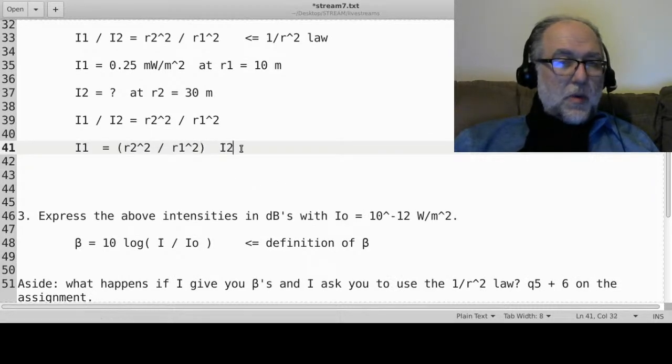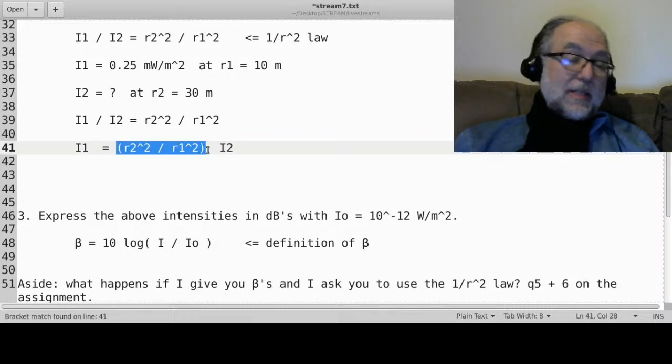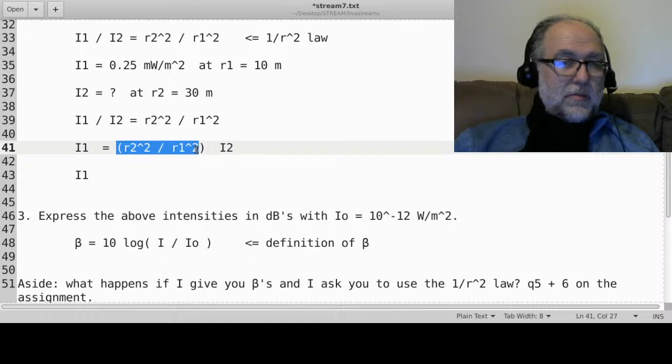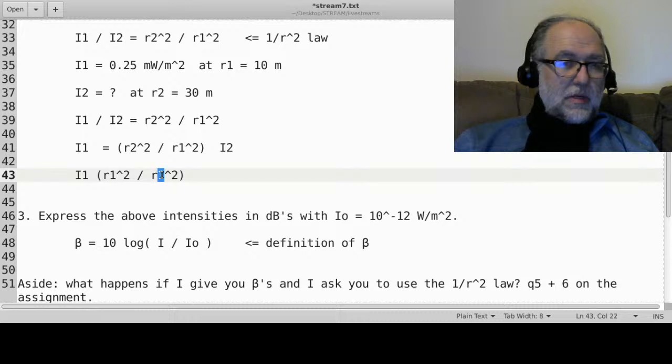And that's still not it because we want to isolate I2. So let's divide both sides by this. Okay, and dividing by that is like multiplying by its reciprocal. And so we're going to get I1 multiplied by the reciprocal of this. Now what's the reciprocal? Here we have R2 over R1. So we're going to get I1 multiplied by R1 squared over R2 squared, and that's going to equal I2 like that.